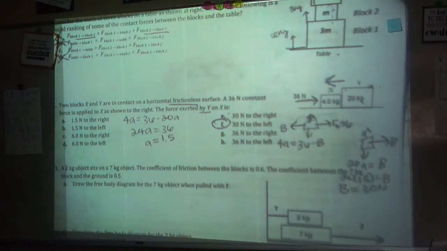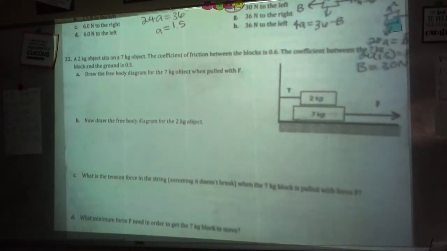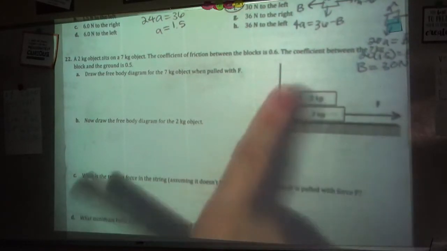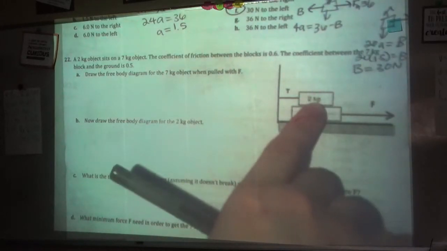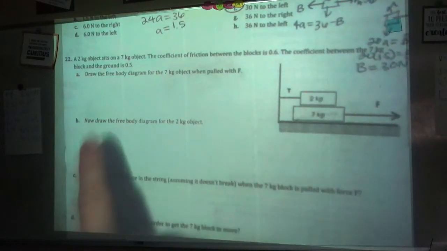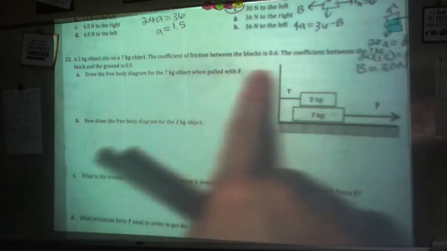Okay, number 2. So this is the one I told you guys to skip in class. This one's kind of a tricky one. We haven't done one exactly like this before, where it's 2 on top of each other and the friction between the 2. So first things first, draw a free body diagram for the 7 kilogram object when pulled with force F.